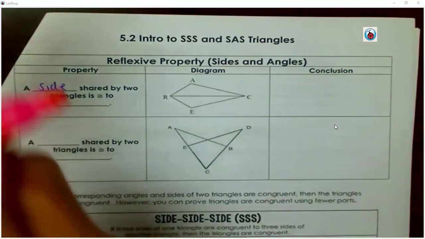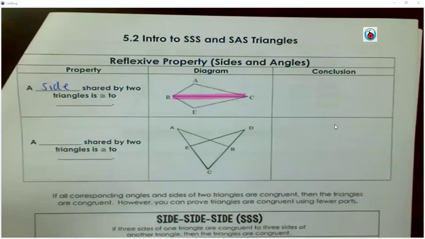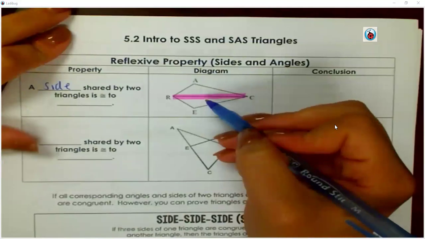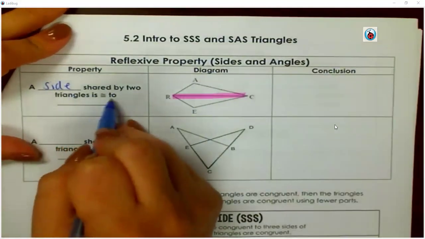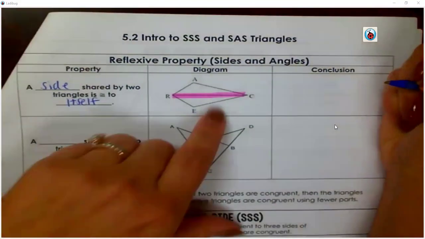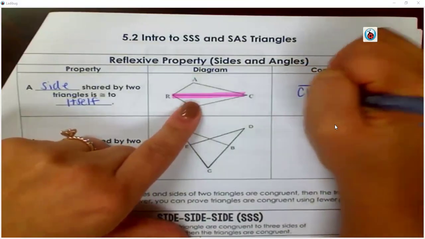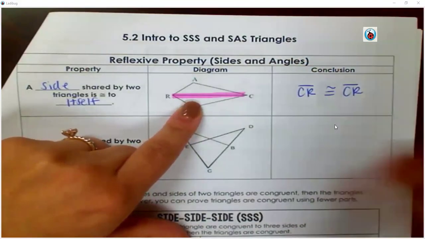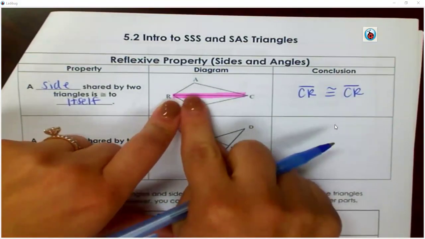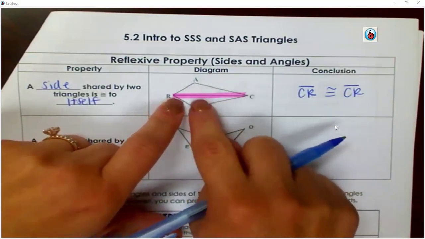So in this case, if you look here, we have two triangles. This side right here is being shared by the two triangles, the one on top and the one on bottom. And so if a side is shared by two triangles, it is congruent to itself. And so we can say that side CR is congruent to side CR because they are the exact same. And so the reflexive property would say that because this is the same side shared, it's congruent to itself.